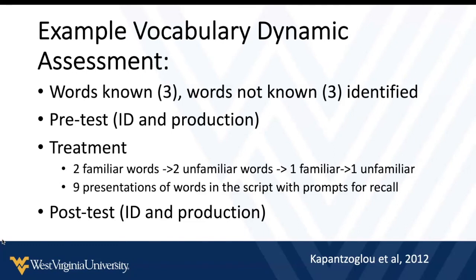There was recently an article in 2012 where they did this type of a dynamic assessment. And so they picked 3 words the child knew and 3 words the child didn't know. So you might figure out that this child doesn't really know zoo animals, but they do know farm animals. So I'm going to pick 3 zoo animals they don't know and 3 farm animals they do know. I'm going to do my pre-test to see how they do, and then I'm going to do this teaching order.